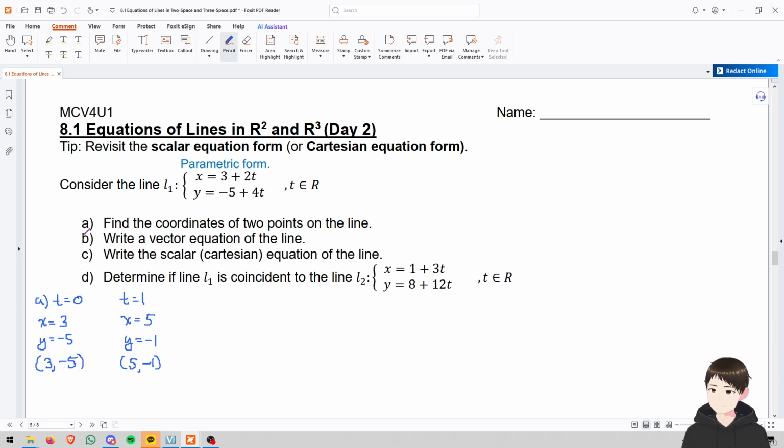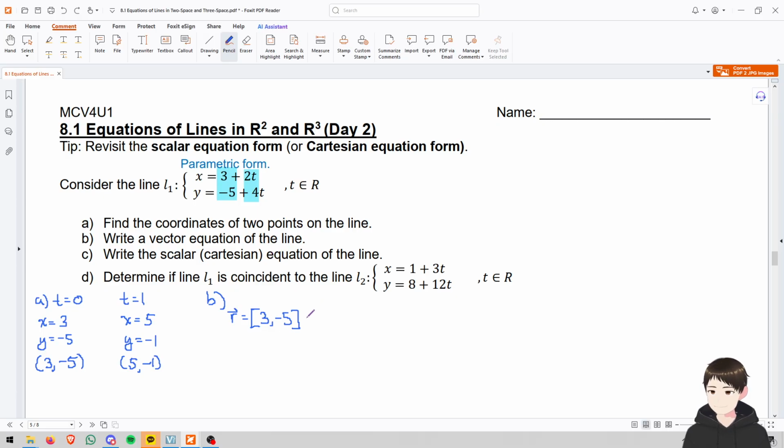Simple. Let's do B. Write a vector equation of the line. That involves us drawing information from parts of the parametric. That should be simple enough. The resultant vector is by first reaching (3, -5). I could also use this, by the way, if you remember. As long as we reach any point on the line, we can use our slope or our direction vector to get us anywhere else on the line.